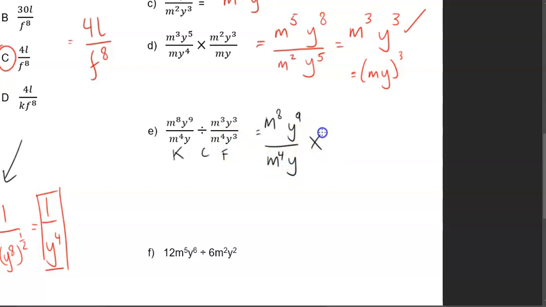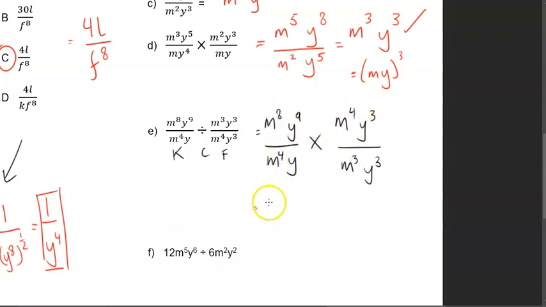Change the division to a multiplication, and then flip the second term. So the m4y3 is on the top, and m3y3 is on the bottom. Now we can go ahead and do the same process as what we did in the previous question in D.